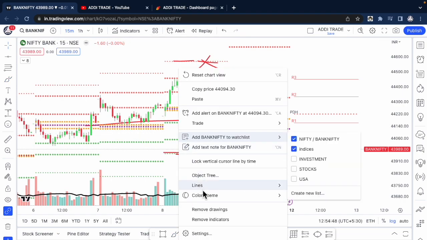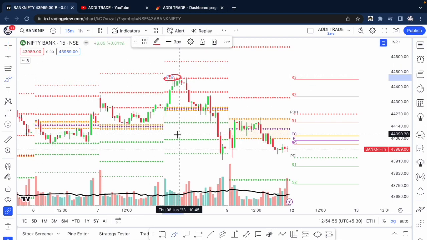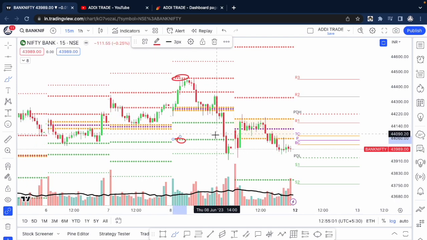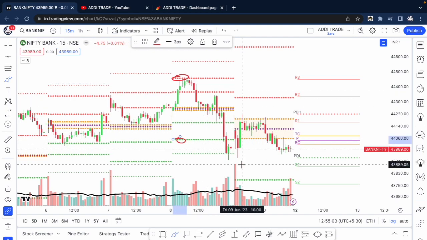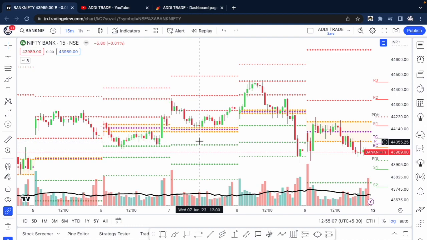So most of the time, the market will remain between this R2 level and S2 level. Breaking out of these two levels is something that happens rarely, and yes, sometimes we get this type of extended moves. Now coming to Wednesday, June 7th, an example over here.